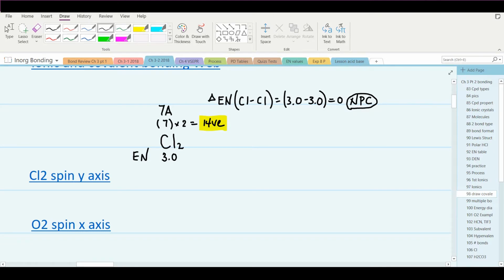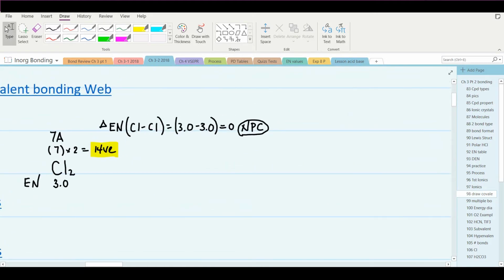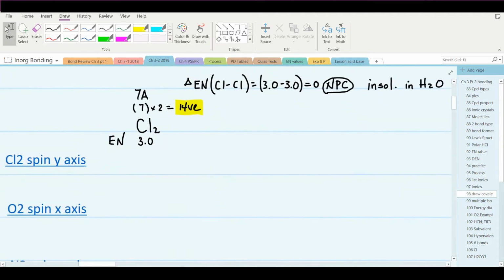nonpolar covalent bond, which means that the molecule must also be nonpolar covalent, which means that it will be insoluble in water, because water is a polar solvent. Like dissolves like, so water dissolves polar solutes, but not nonpolar solutes. So chlorine has a very low solubility in water. It's at the part per million level.